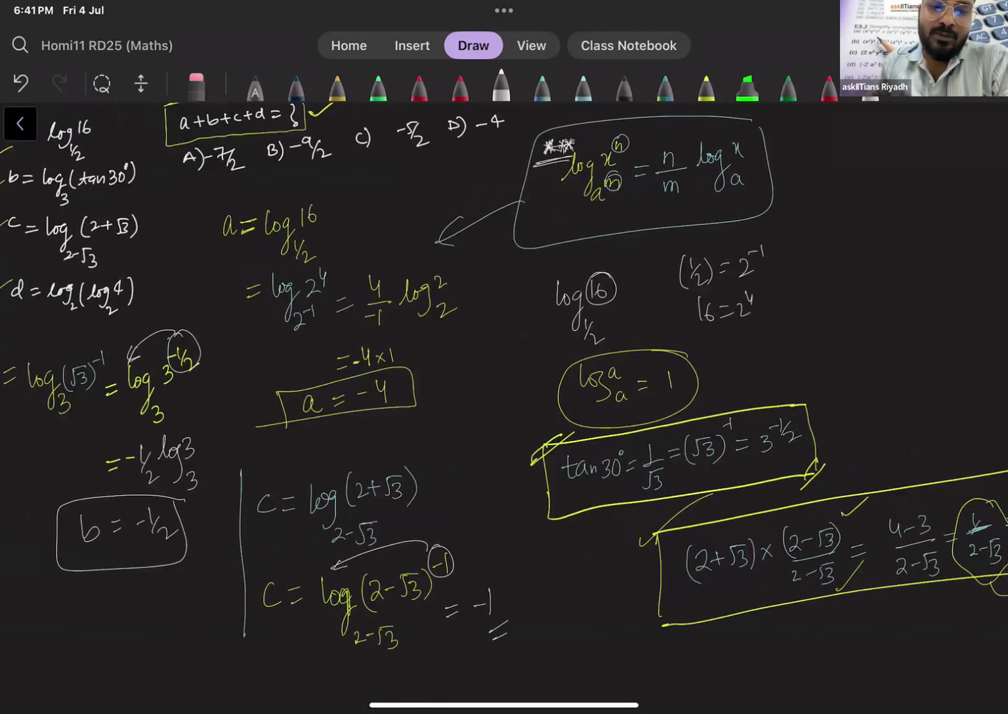And now, guys, you can solve d. Solve it. Tell me the value of d fast. 2, 4 we can write as 2 square. We can take 2 outside. Log 2 base 2. Value 1.